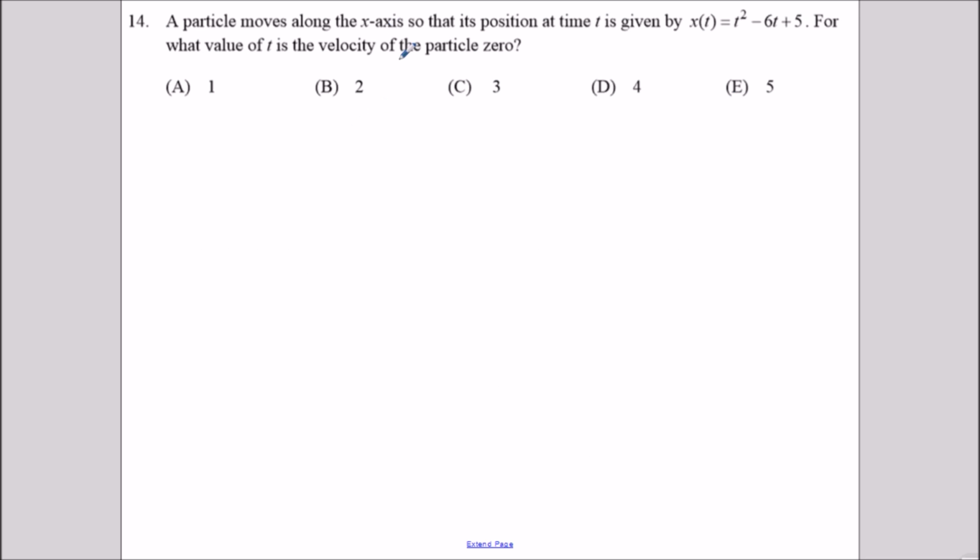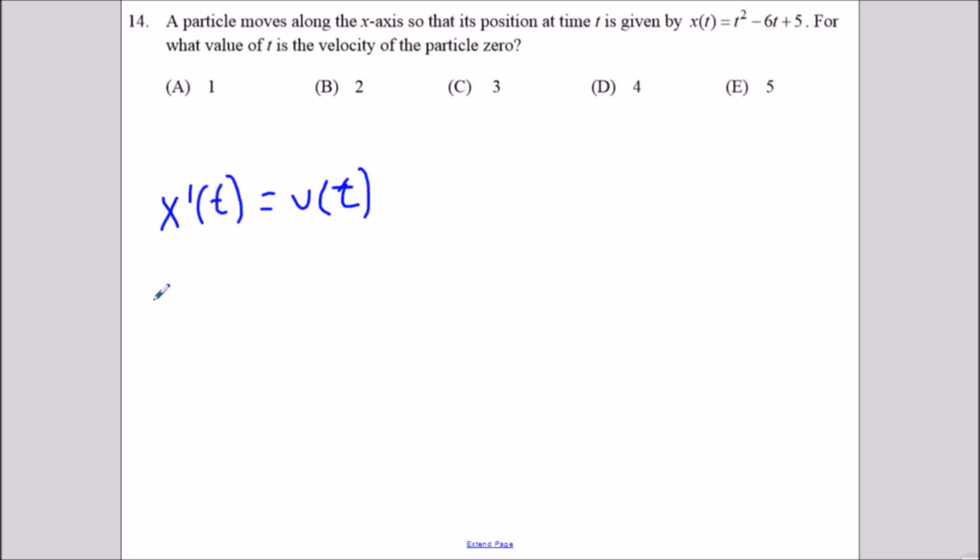Now for this question here, we have a particle going along the x-axis, and we have the position function. And we want to know for what value of t is the velocity equal to 0. So to find velocity from position, we need to take the derivative. The derivative of position is equal to velocity.